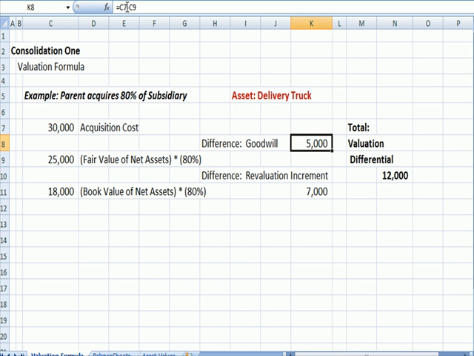Goodwill, you might be more familiar with, is the difference between the fair value and the acquisition cost. So it's basically isolating the fact that we're paying more than fair value for the asset. If we add the two numbers together, the goodwill and the revaluation, we get a total valuation differential of $12,000, the difference between the book value of the asset at 80% and the acquisition cost.